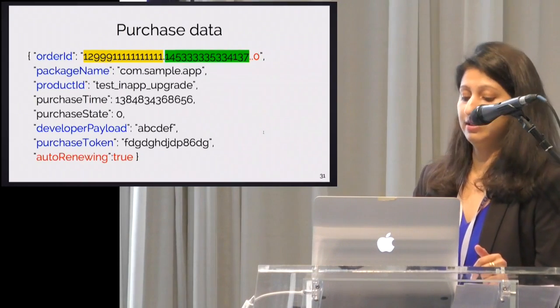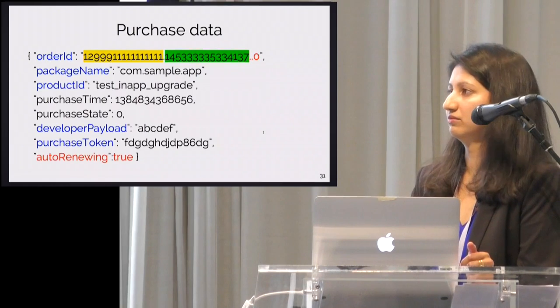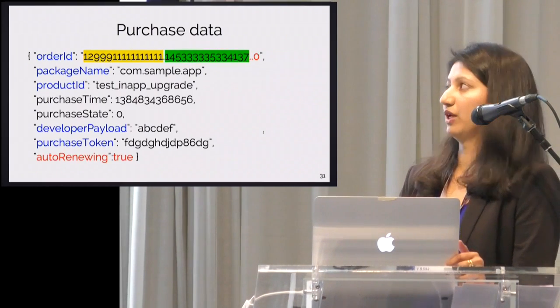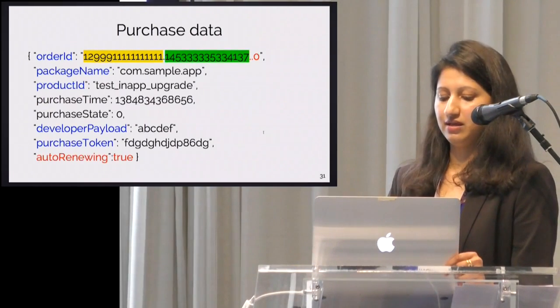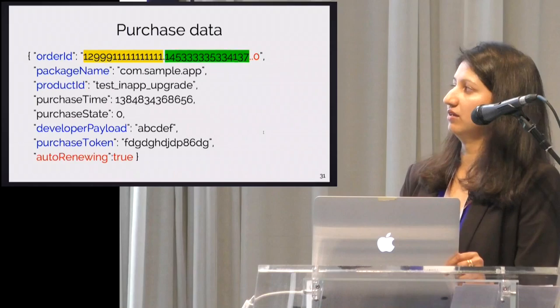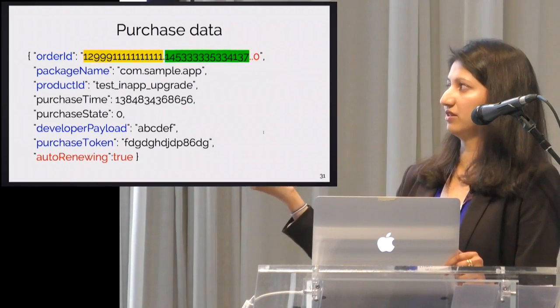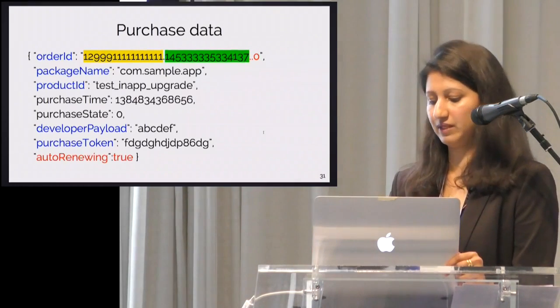The product ID is whatever unique product ID you gave it. Purchase time is the time when you bought it, in milliseconds. Purchase state can be 0, 1, or 2, which is successful, cancelled, or refunded. The developer payload is a unique string that you, the developer, would pass along to the server. If the server returns the same string back, you know that there's nothing fraudulent happening.